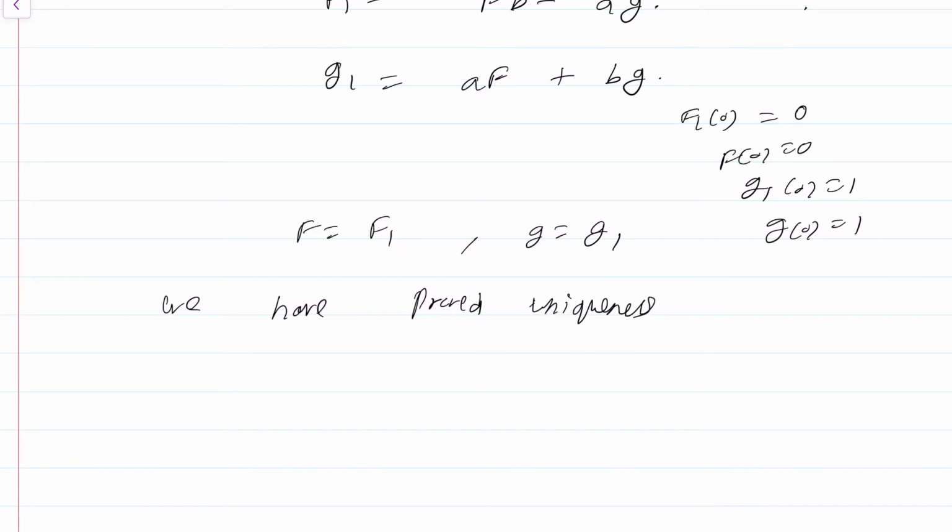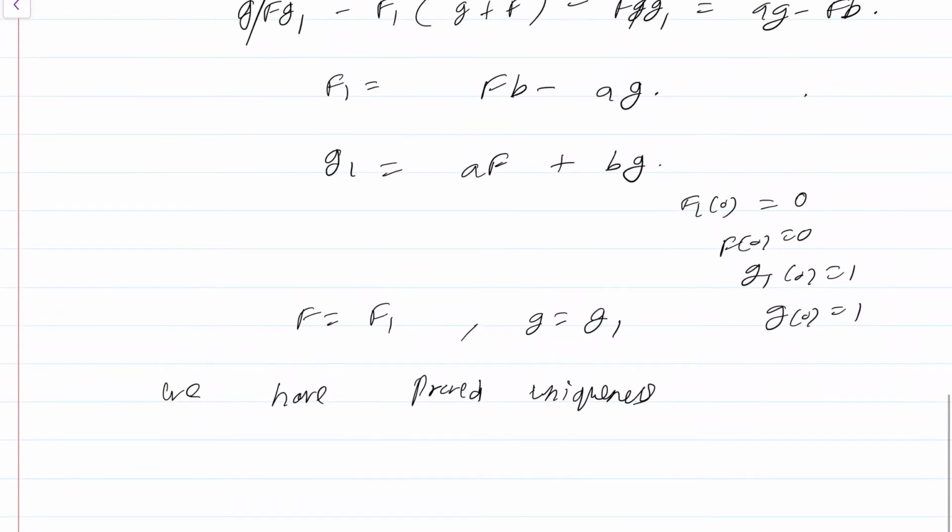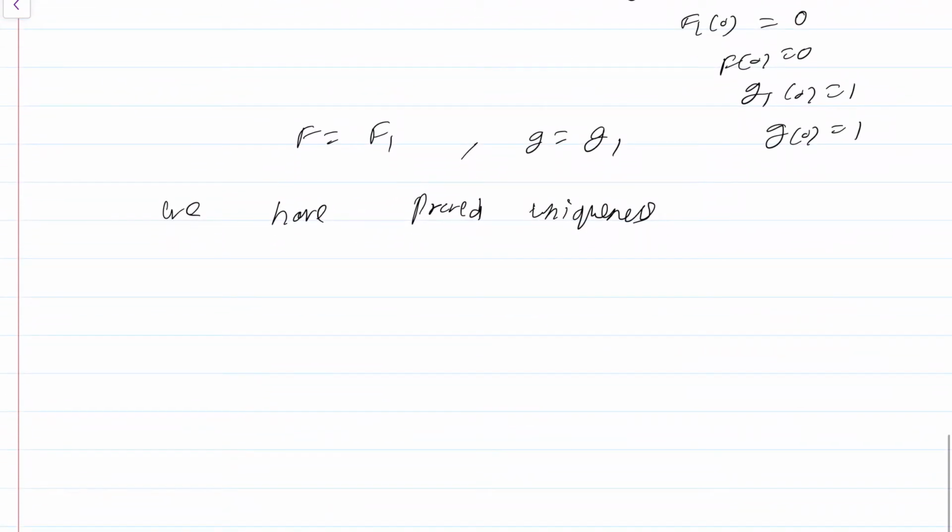Now, an interesting fact is that if you ignore the conditions f1 of 0 equal to 0 and g1 of 0 equal to 1, this double star, this set of equations, the expression for f1 and g1 in terms of f and g, is still valid. In addition, if you assume that f1 of 0 equal to 0 and g1 of 0 equal to 1, we get f equal to f1, g equal to g1. Why am I making this seemingly unnecessary remark? Because using that, we can immediately prove the following properties or identities involving sine and cos.